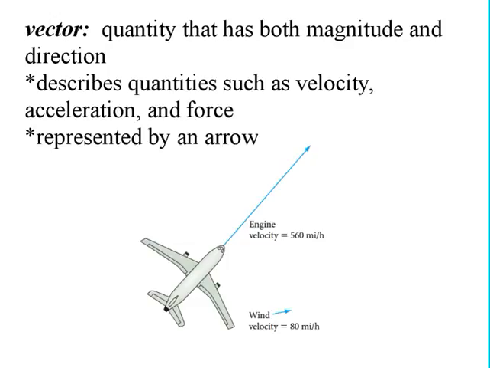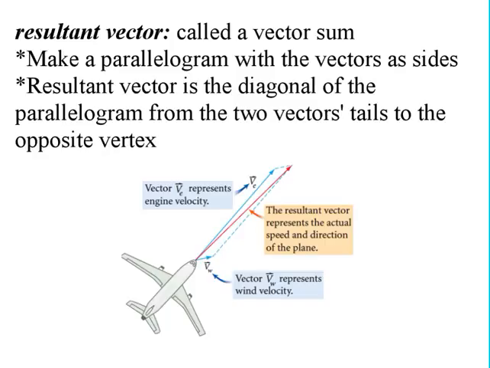So real quick here, we see that we've got an engine velocity of 560 miles per hour. The engine is actually moving in this direction. Notice you also have a wind velocity at 80 miles per hour. That wind pushes the plane a little bit off course. So when planes are flying into wind, they need to change their heading and their course based on the wind. A resultant vector is called the vector sum, and that's what actually happens when you have a wind in that example before.